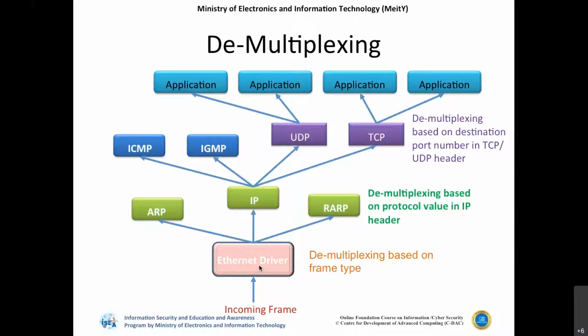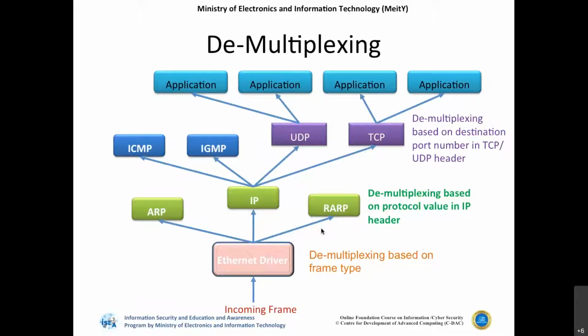The bits, when they travel to the receiving end side, come to the Ethernet driver and go upward, which is called the incoming frame. The incoming frame could be either an ARP packet or RARP. ARP is nothing but Address Resolution Protocol, where it wants to know a MAC address by giving the IP address.